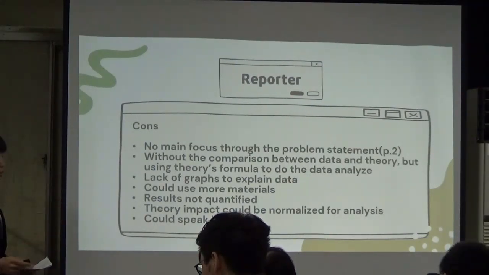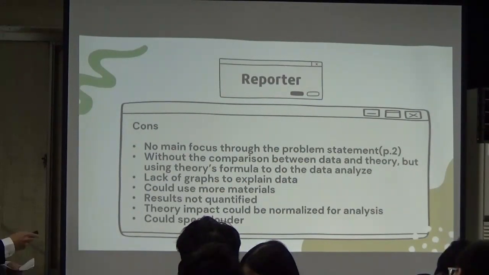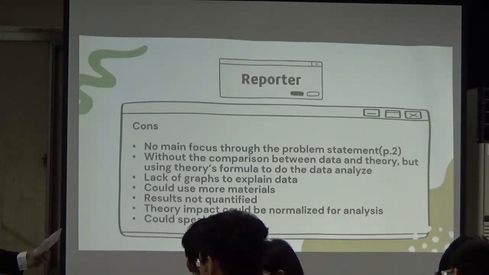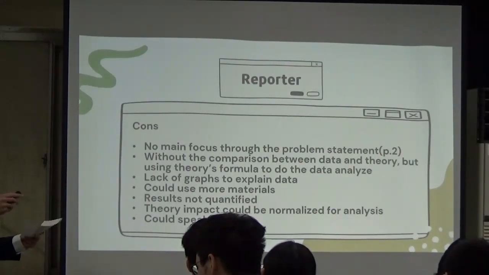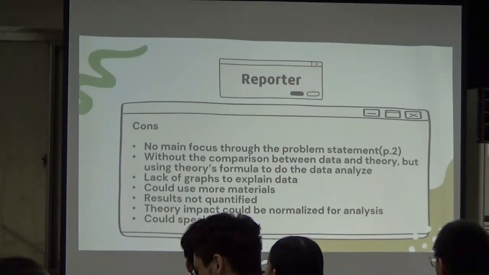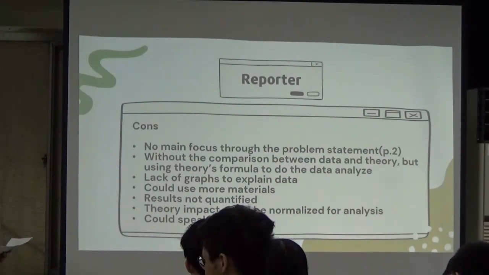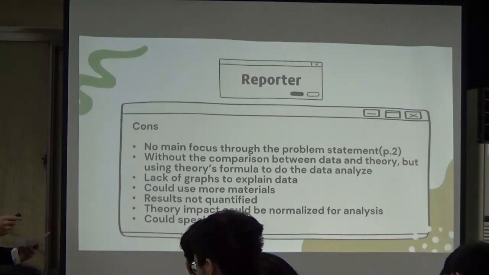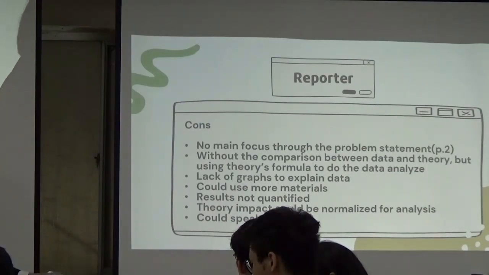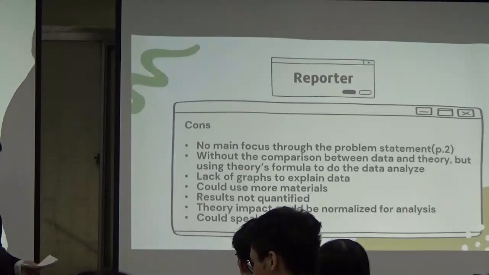First of all, no main focus through the problem statement. Then, without the comparison between data and theory, because I didn't see any chart for the comparison between them, but they use the theory's formula to do the data analysis. Then the lack of graphs to show the correlation between the data. They could use more materials instead of only aluminum or iron. And results were not quantified, just like what the opponent mentioned.